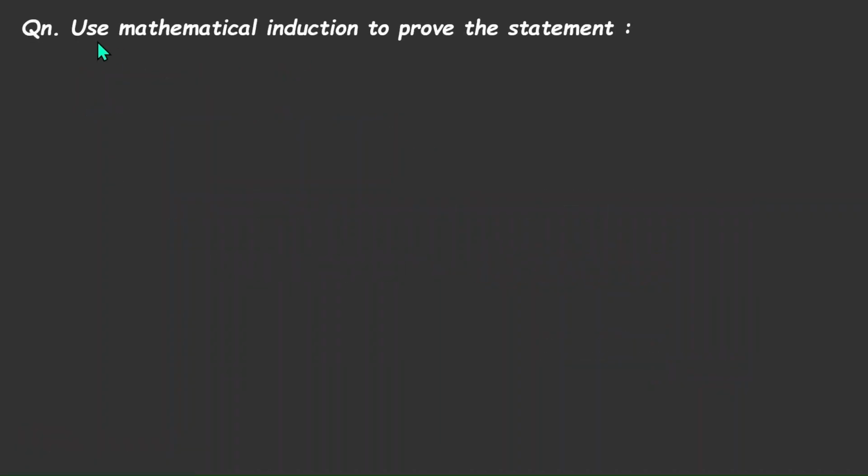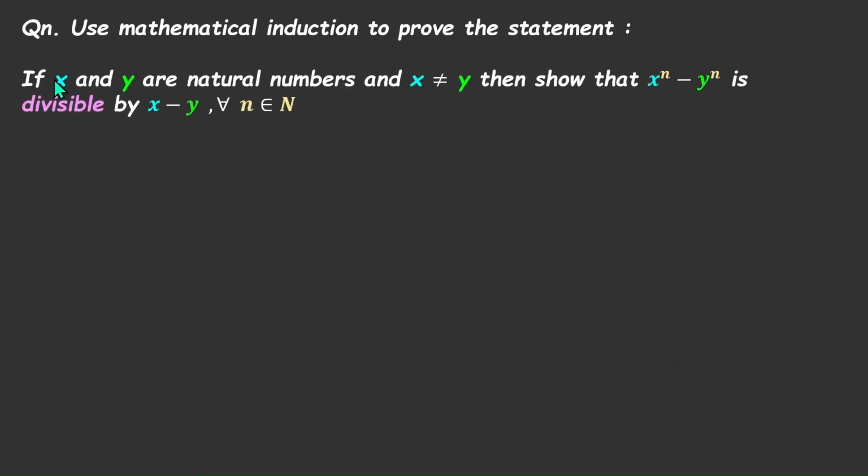Our first question is, using mathematical induction, we have to prove the statement: if x and y are natural numbers and x is not equal to y, then we have to show that x raised to power n minus y raised to power n is divisible by x minus y for all n belonging to the set of natural numbers. So for these kinds of problems, the first thing that we have to do is make it structured into a statement.